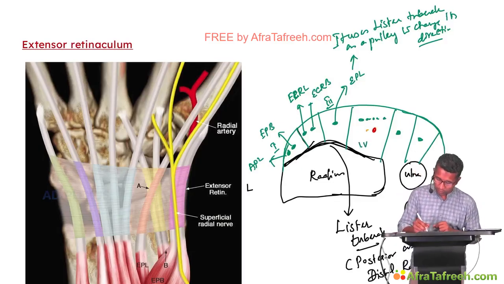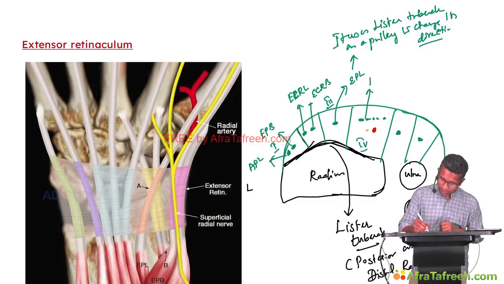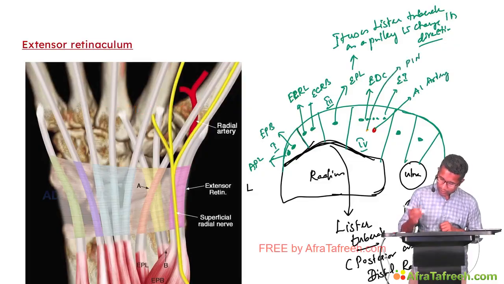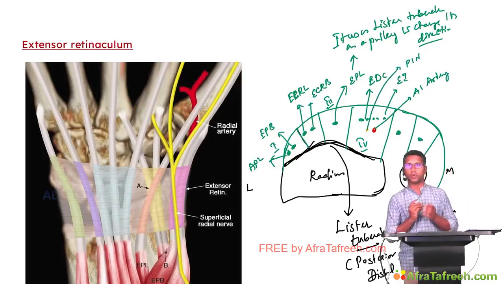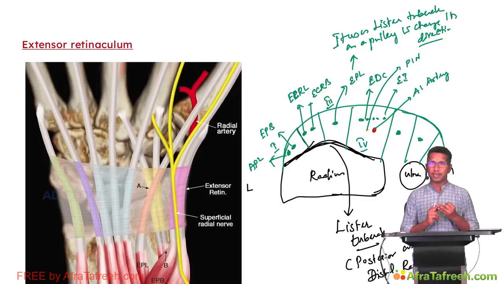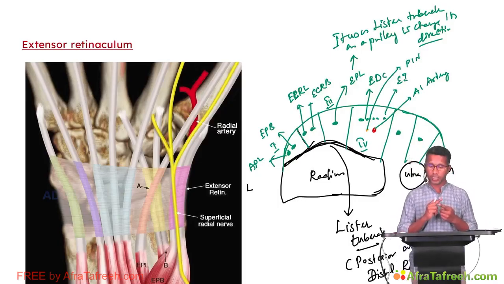Now coming to the fourth compartment, as we said, it has got four structures. The four structures are, one is the extensor digitorum communis muscle, then extensor indicis muscle, and what you see here is the anterior interosseous artery, and what you see here is the posterior interosseous nerve. So fourth compartment, four structures: extensor digitorum communis, extensor indicis, posterior interosseous nerve, and anterior interosseous artery.